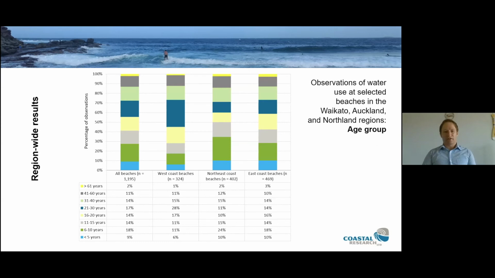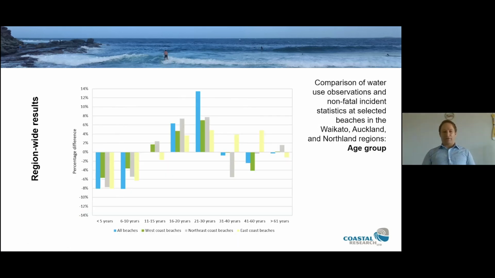Secondly, we captured a little bit of information on the age breakdown of those using these environments. We basically saw quite a mix across the spectrum in terms of the proportion of people of different ages using these beaches. One that stands out is on West Coast beaches, a very high proportion of those aged 21 to 30 relative to the other sites. So many people in 21 to 30-year-old age groups are using the high energy beaches in large numbers. But we had a distribution across the age spectrum.